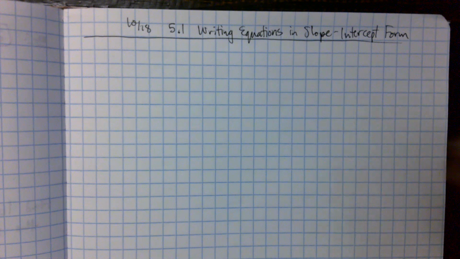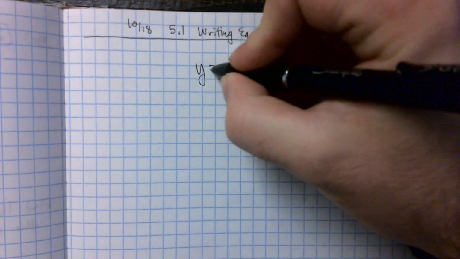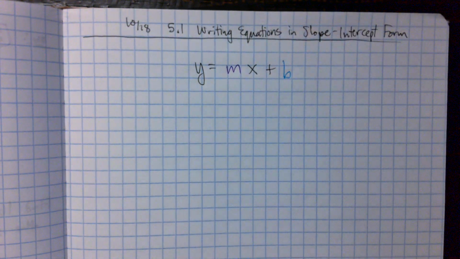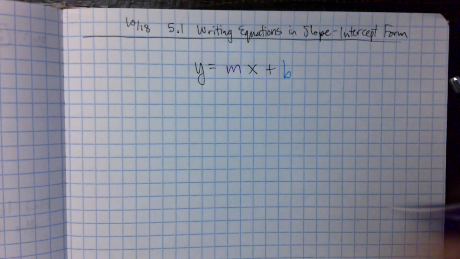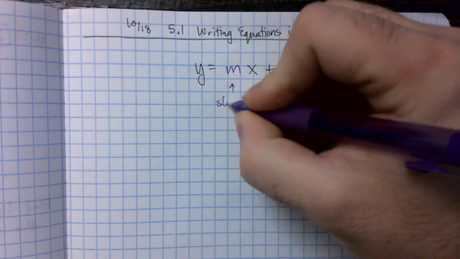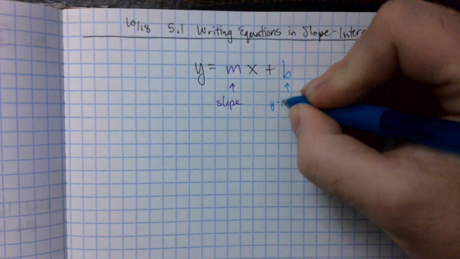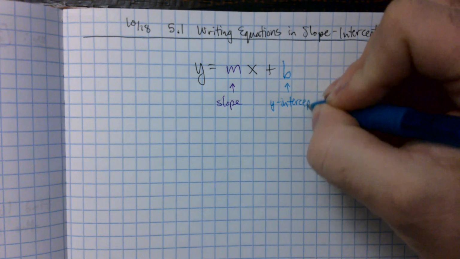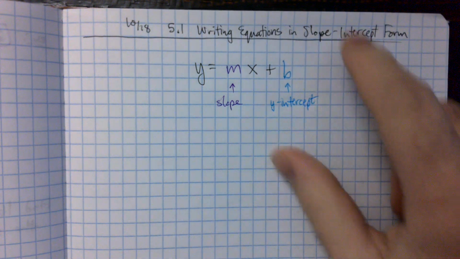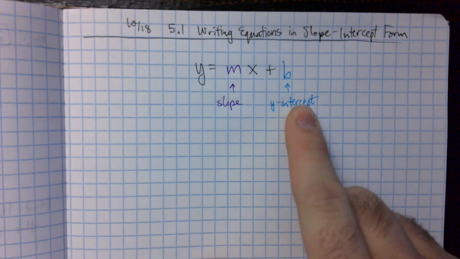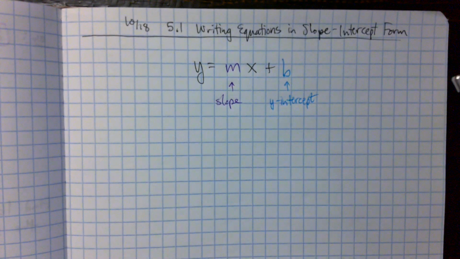So, of course, let's start with slope-intercept form just to recap. y = mx + b, where m is the slope and b is the y-intercept. So in slope-intercept form, we're going to plug in the slope, and we're going to plug in the intercept, and we're going to have our equation.